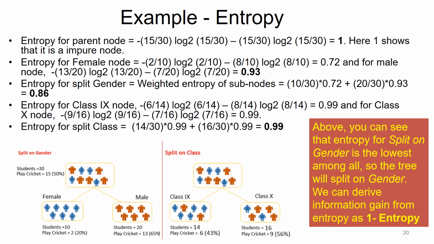Now entropy for the class 11th node. By splitting by class, similarly we get a value and we get it as 0.99. So above you can see the entropy for the split on gender is lowest. So the impurity is lower. So the tree will split on gender, and we can derive information gain as 1 minus entropy. How much more knowledge we can gain by splitting on that particular factor? I suggest you pause the video here, understand these terminologies through this example and then proceed further.